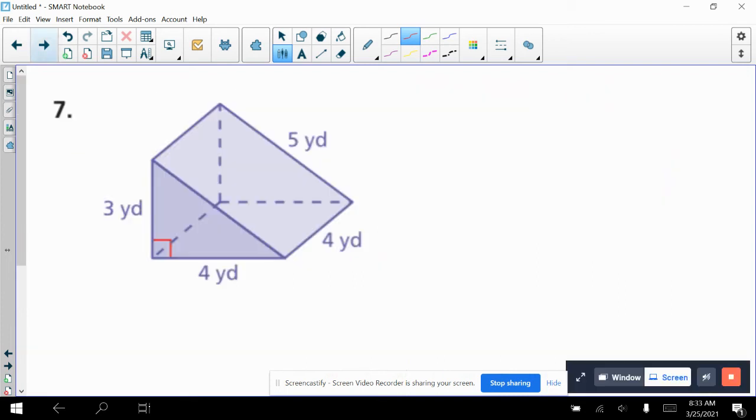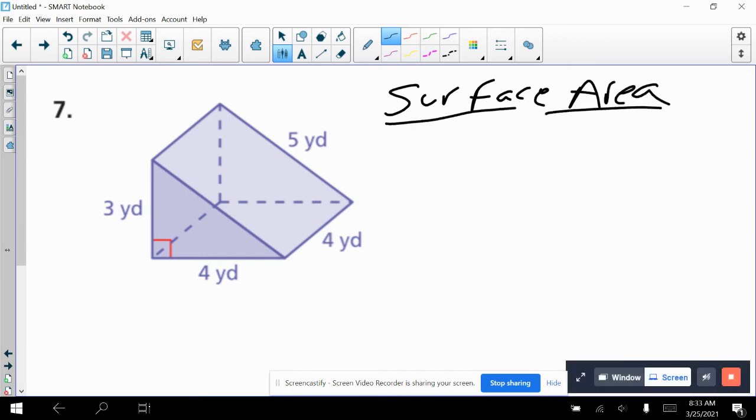All right, let's try one. Similar, but not the same. Okay, we'll do this together. Okay, so what do you want to find first? All right. So let's find the triangles first. I'm good with that. So that's the front and the back. Those are the same.